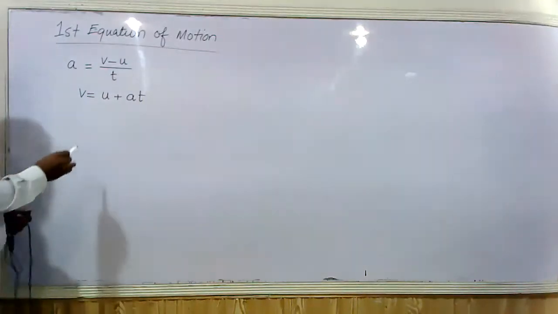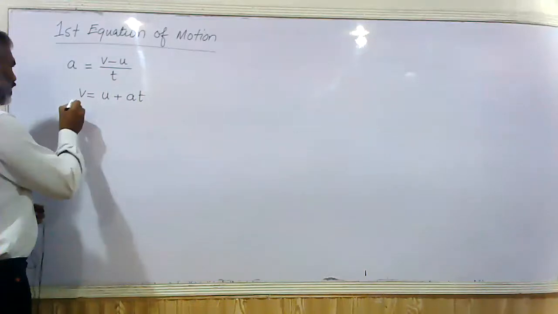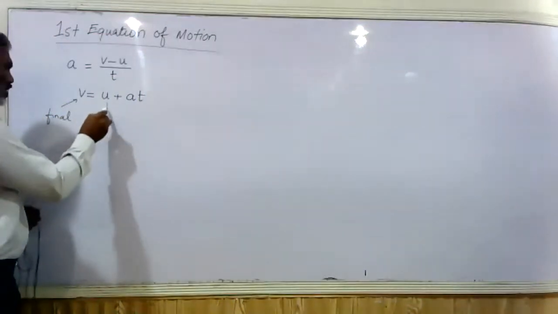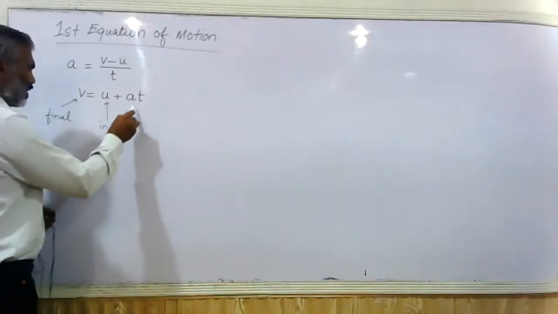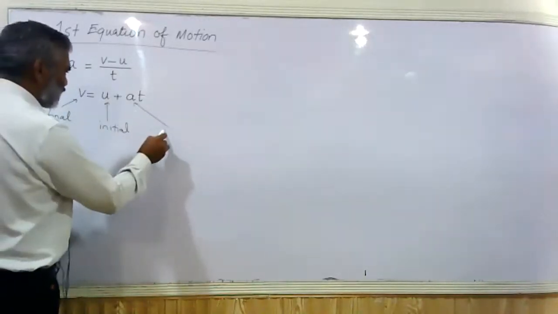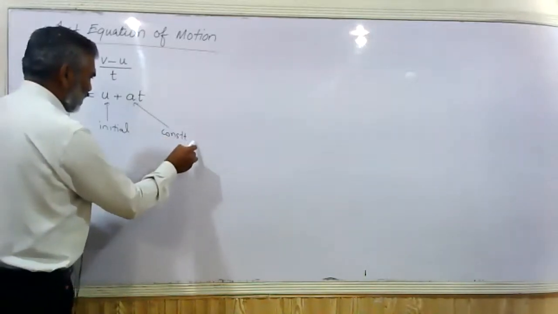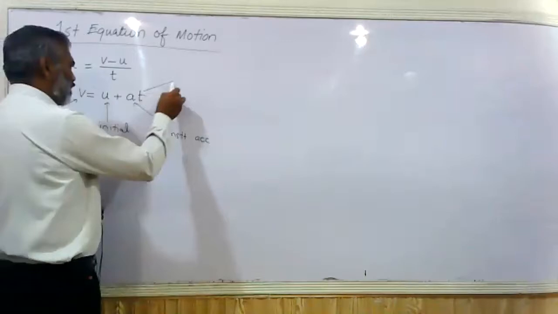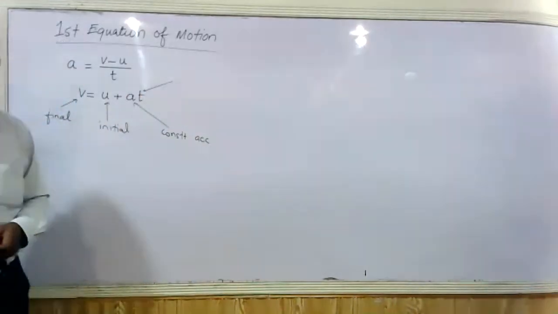This equation is known as the first equation of motion, in which v is always the final velocity, u is always the initial velocity, a is always the constant acceleration given or to be found, and t is the time for which the object has moved.